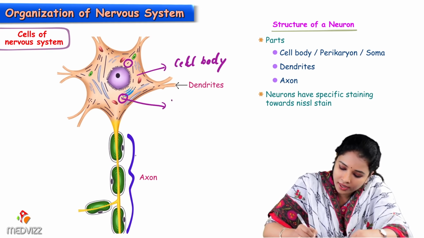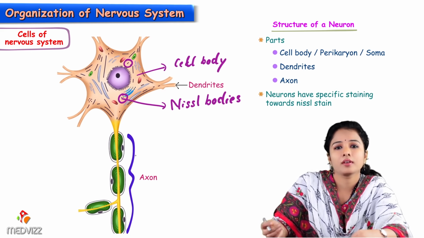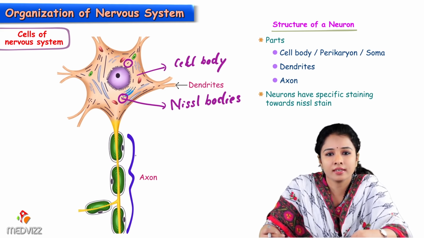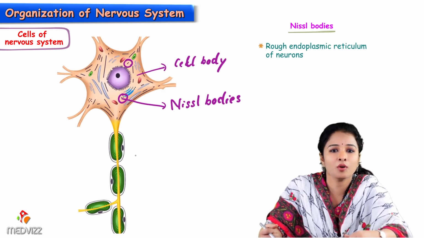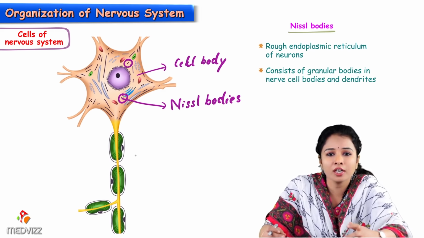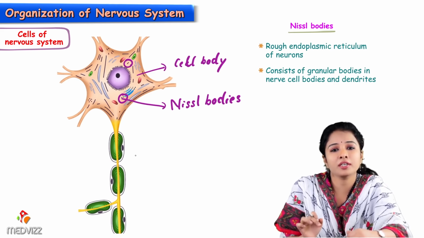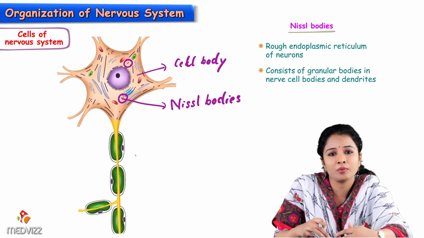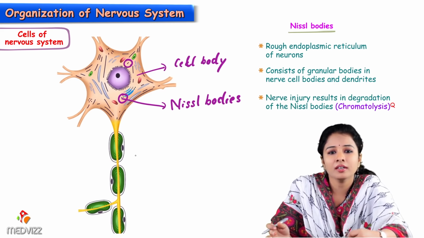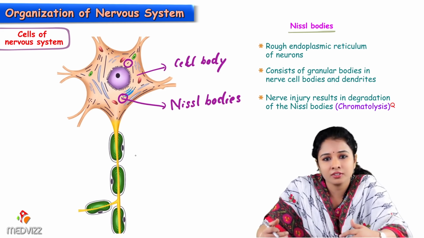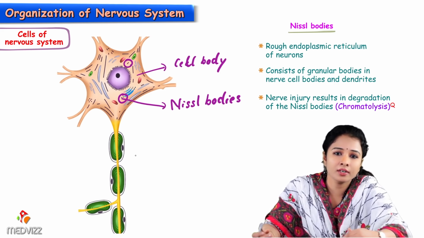These substances are called Nissl bodies, which have affinity towards the Nissl stain. What are these Nissl bodies? Nissl bodies are the rough endoplasmic reticulum of neurons and consist of granular bodies in the nerve cell bodies and dendrites. So they are present in the cytoplasm of the cell body as well as in the processes called dendrites. In any nerve injury, the Nissl bodies will degrade. This degradation of Nissl bodies is called chromatolysis.